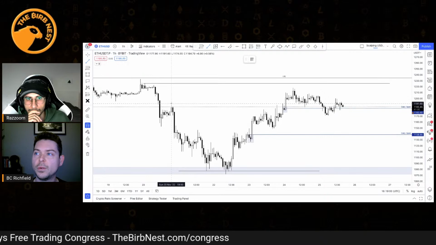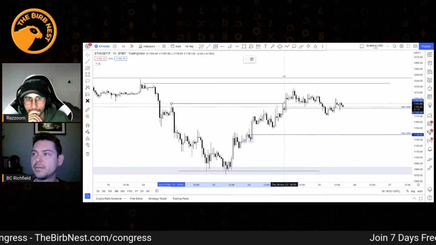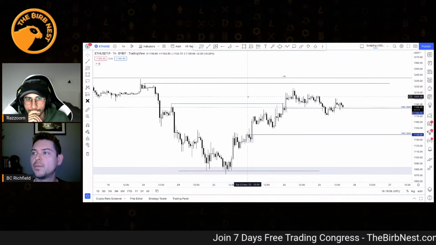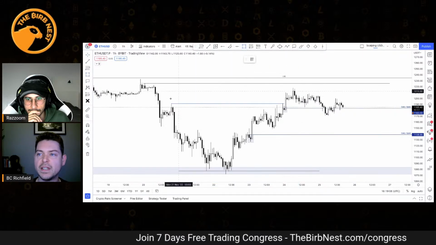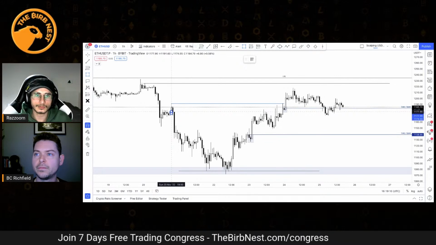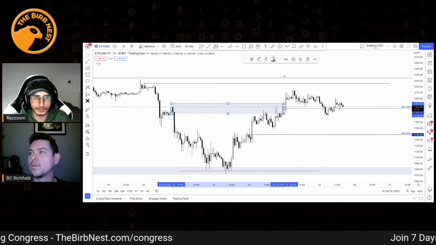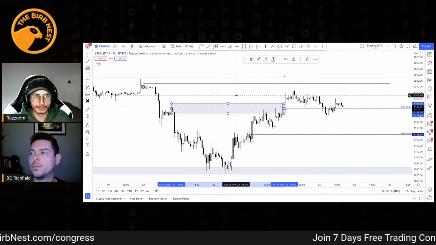One is the liquidity resting above these highs. So let's do this in a brighter color. Let's do this in blue. And the other thing that I want to consider is the order block. And let's do this in purple, all right?